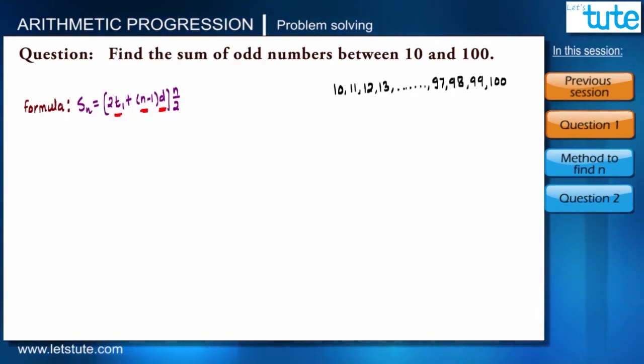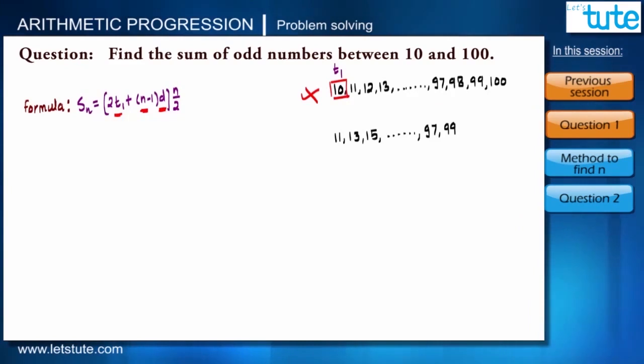Okay. So now what is T1? T1 is 10, right? No. See friends, we make mistakes like this only. Even if this is the range, we have to pick the odd numbers only, right? So now the numbers will be 11, 13, 15 to 97 and 99. Why? Because 99 is the last odd number in this range. Okay. Now you tell me what is T1. T1 is 11, right?